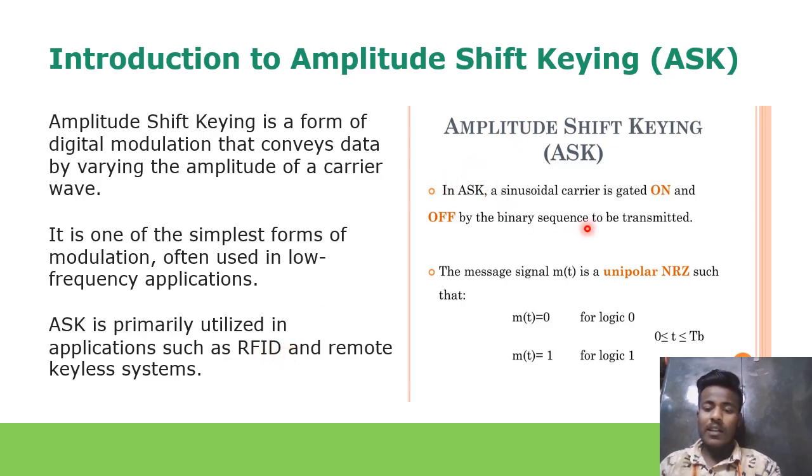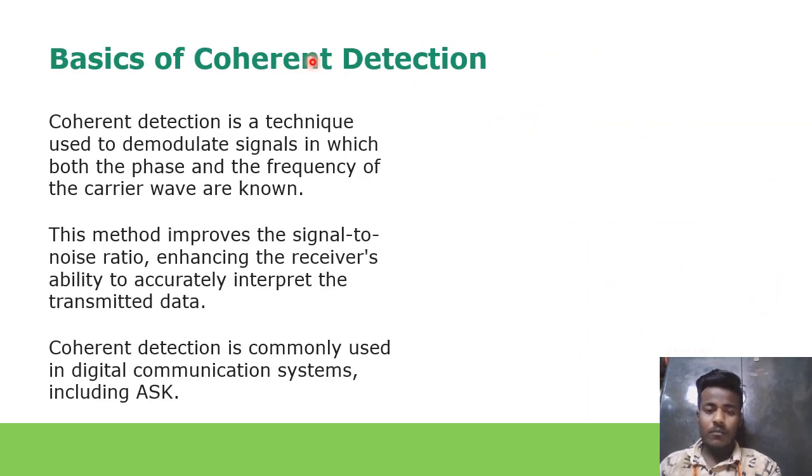In ASK, a sinusoidal carrier is switched on and off by the binary sequence to be transmitted. The message signal m(t) is unipolar NRZ, such that m(t) equals 0 for logic 0, and m(t) equals 1 for logic 1, for 0 less than or equal to t less than or equal to T. Basics of coherent detection.